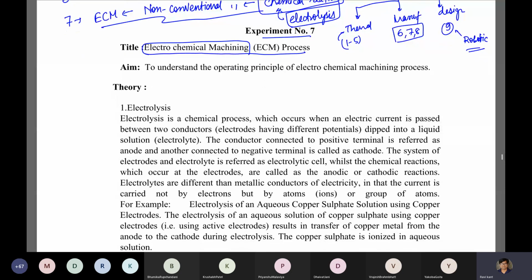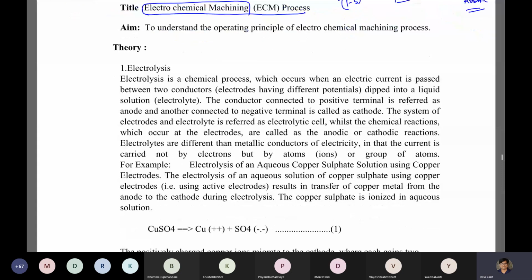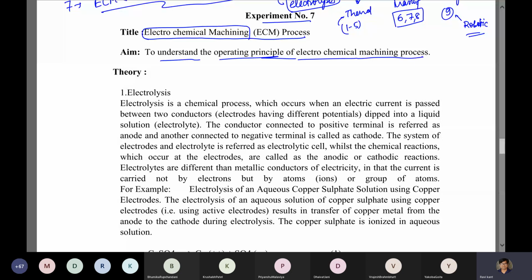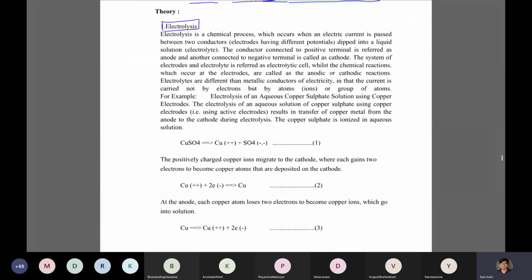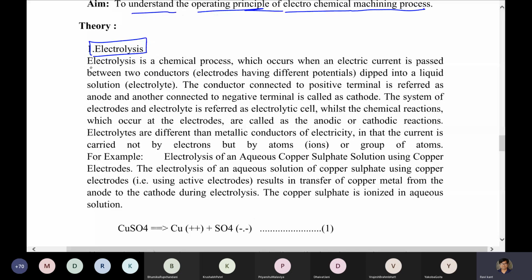So in order to understand the operating principle of electrochemical machining, we first have to understand what electrolysis is all about. Yesterday I had a power cut, so I couldn't prepare my PPT. So we will be looking at things from the PDF itself. Electrolysis is a chemical process which occurs when electric current is passed between two conductors dipped into a liquid solution.